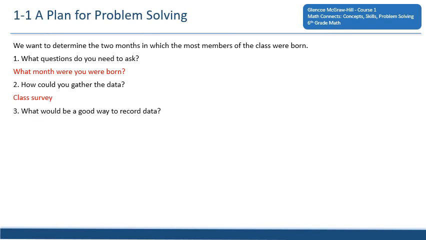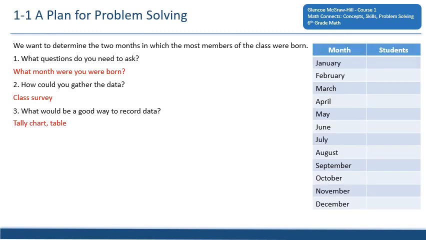What would be a good way to record data? A tally chart or table. So on the right, you could use this as a tally chart and put in hash marks for each student that answers for each month. How might you organize and display the data? In a table, a bar graph, or a circle graph.